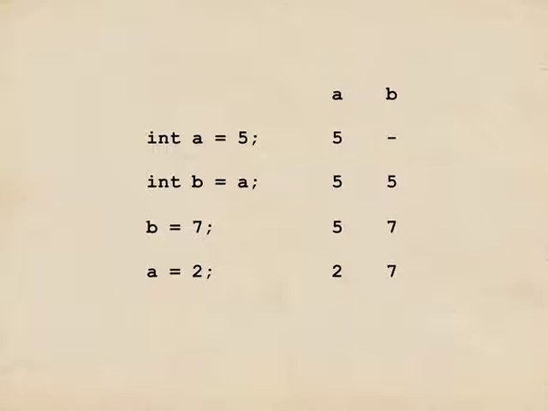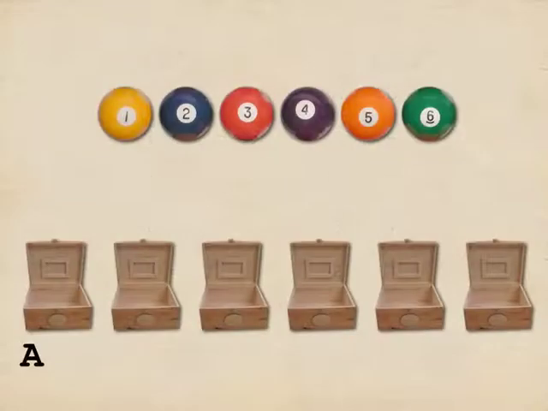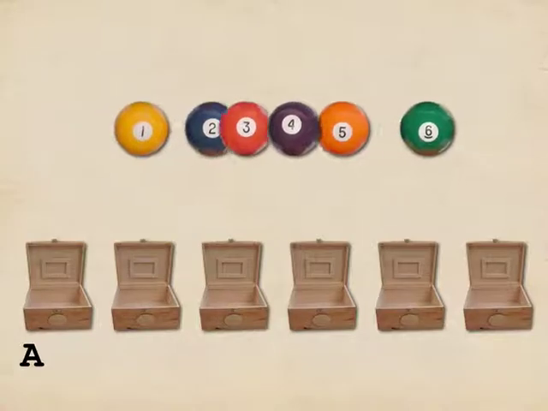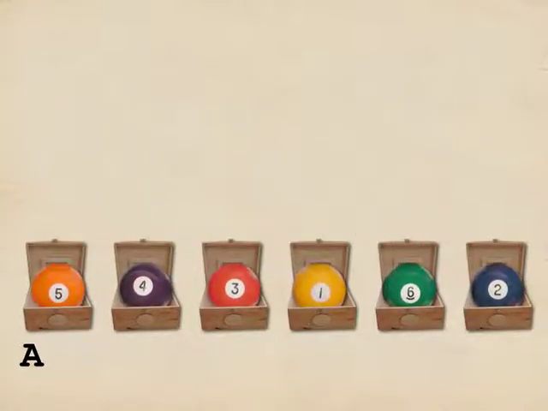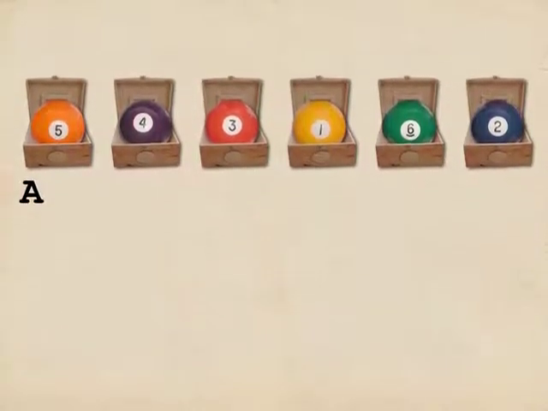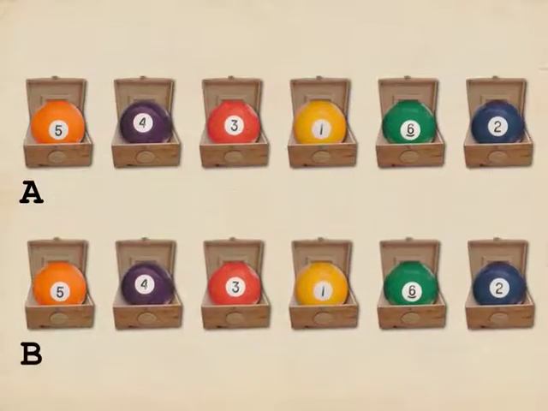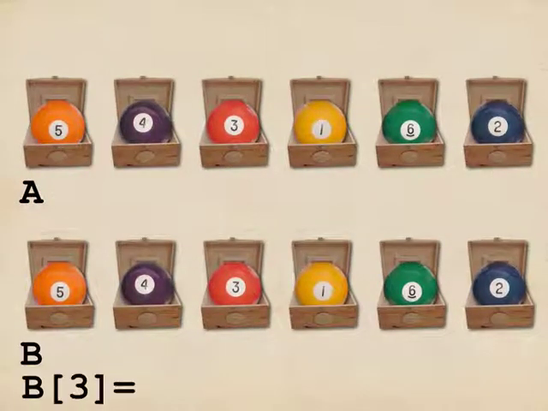Let's take a look at the analogous situation with arrays. Here's our old friend, an array of integers, and I'm going to put the integers into the array in a little bit of a scrambled order just for fun. So this is our array A. I'm going to make a copy of it called B, and I'm going to change B sub 3. Remember, we start counting at the left with 0. So B sub 0 is the orange ball numbered 5, B sub 1 is the 4 ball, B sub 2 is the 3 ball, and B sub 3 is the yellow 1 ball.